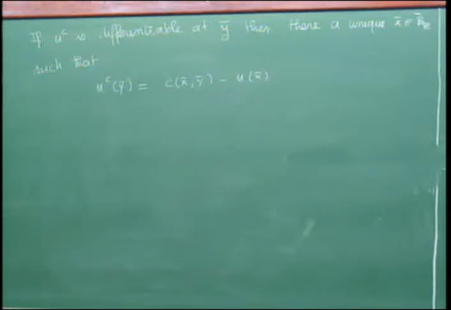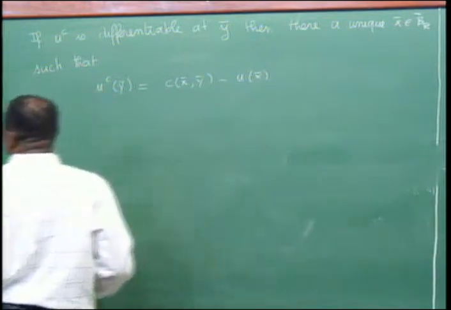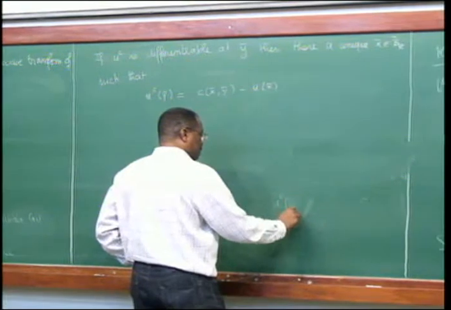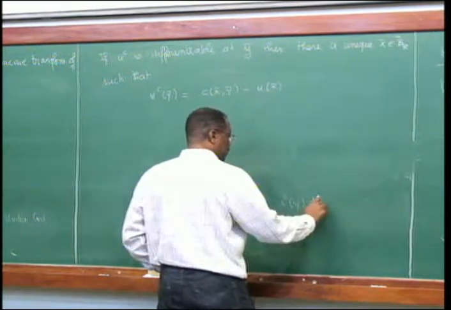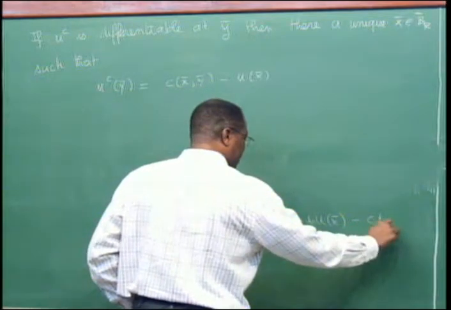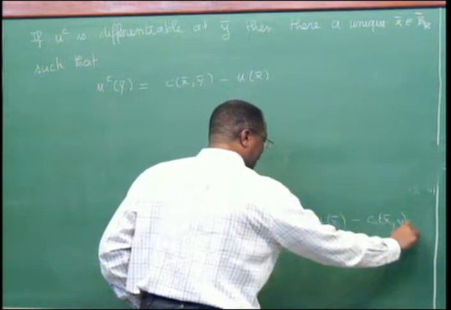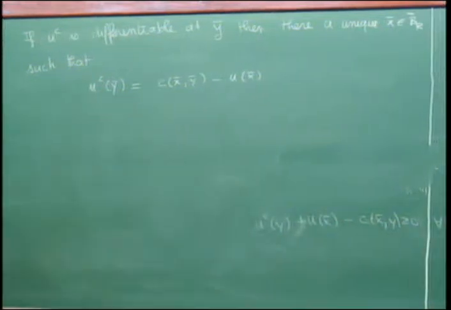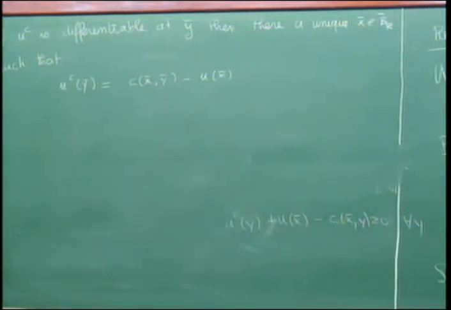And again, the way we proved this was I wrote that from this definition, I have u^c(y) plus u(x bar) minus c(x bar, y) is greater than or equal to 0 for every y. Right? By the definition.